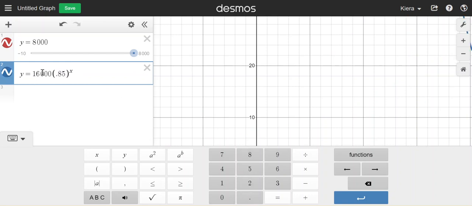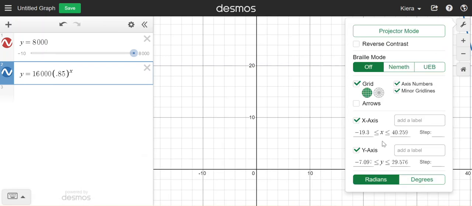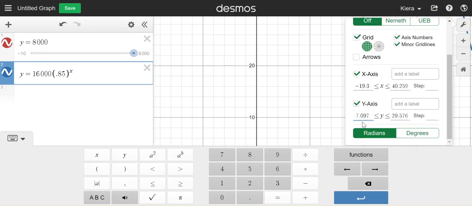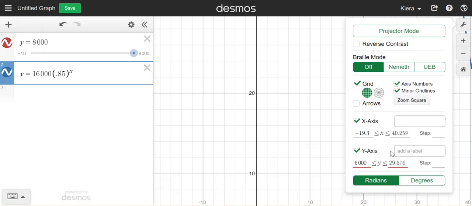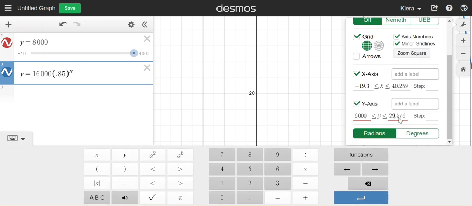Now, we're dealing with values like 8,000 and 16,000. So that's going to be way off this graph patch. So I'm going to click the gear and my y-axis. I'm going to jump that up to, let's do 6,000 and then the max I'm going to bump up to 10,000.